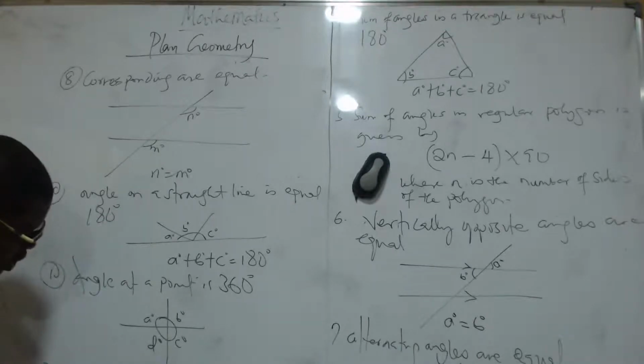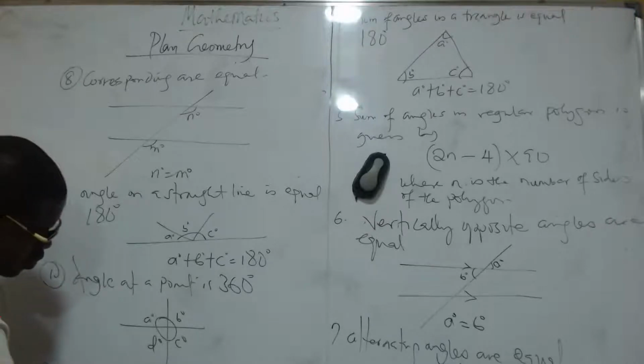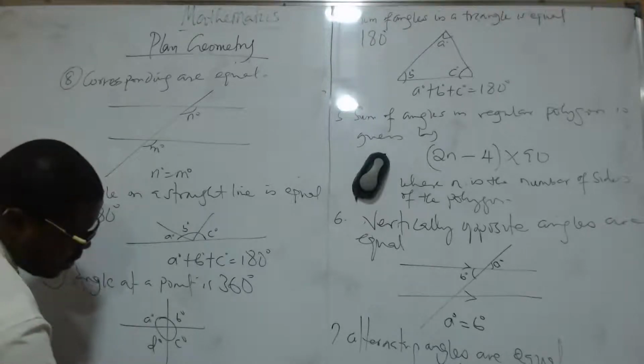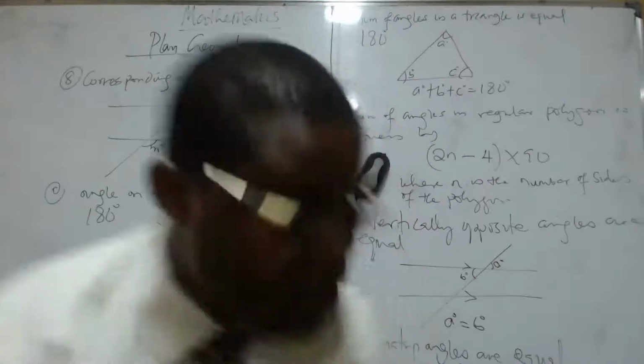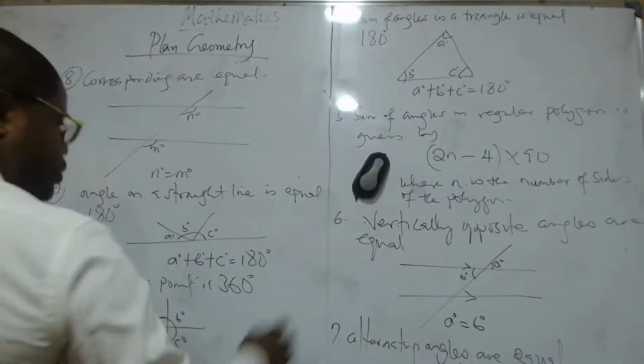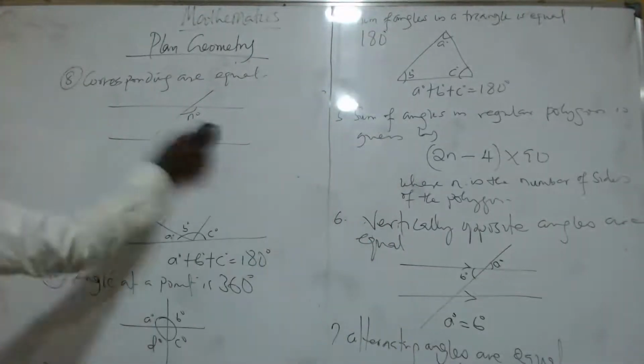You have the sum of exterior angles of a regular polygon. Let's see how we're going to apply this in solving problems. Let's see how we're going to solve. The first one we're going to see there.